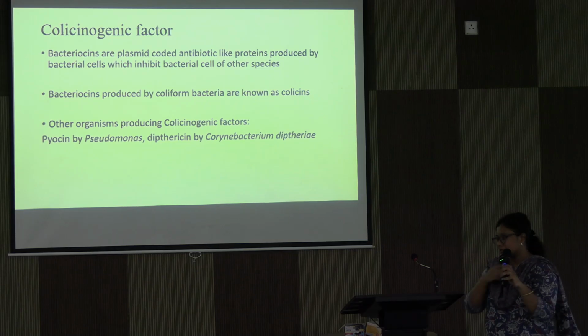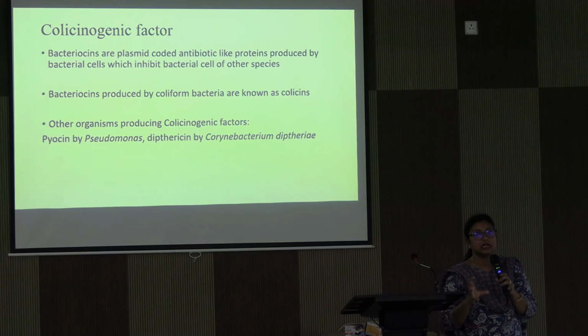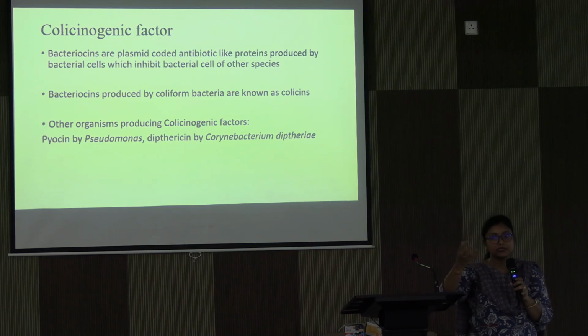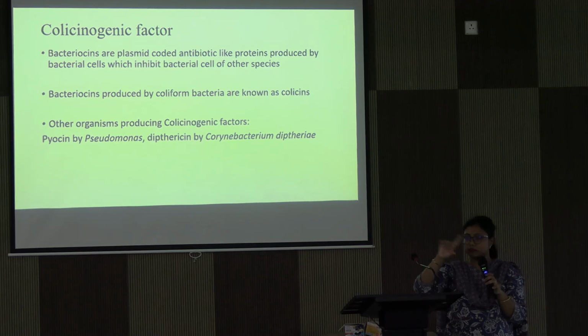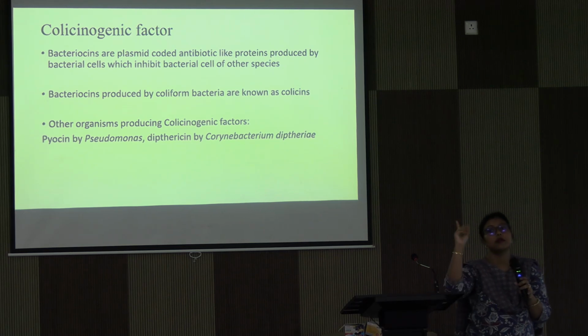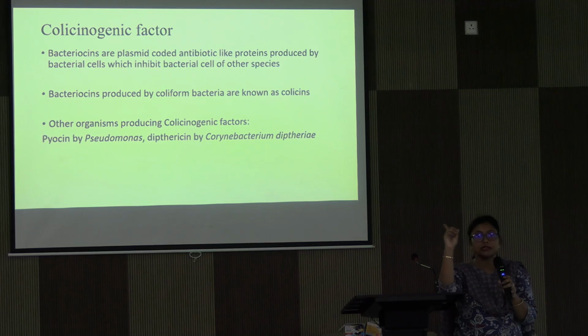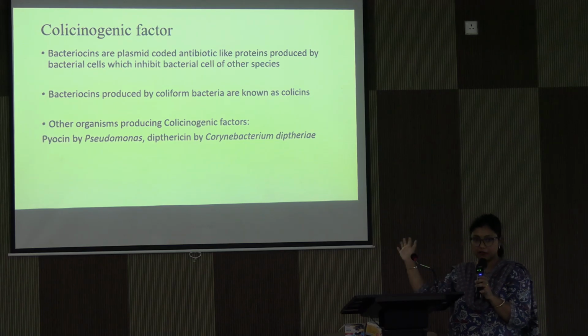Colicinogenic factor, this you just know, these are bacteriocins. Bacteriocins are like antibiotics, but these are produced by one bacterium to inhibit another strain of bacterium. So bacteriocins are also transferred by conjugation. So there are two things at least you write, the transfer of drug resistance genes, and another is bacteriocins or colicinogenic factor. Both are the same.